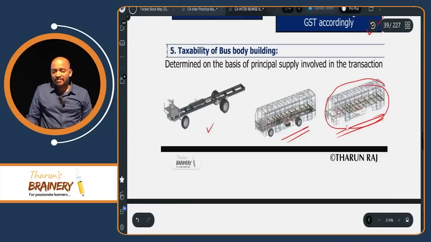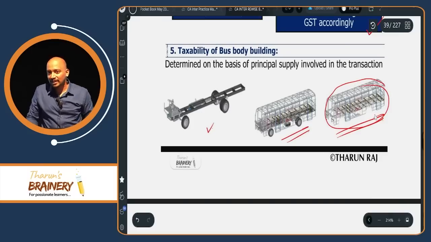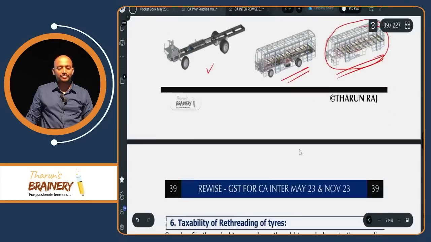Material or fabrication? Which is the principal element? Fabrication. Because only with material we cannot do this, correct? It is not like pasting, correct? So we have to do a lot of work in this. So fabrication will be taken as the principal supply. Therefore, it will be treated as a supply of service.